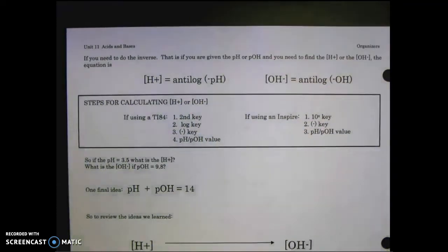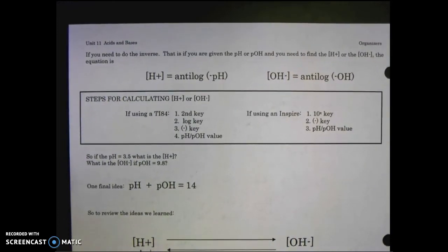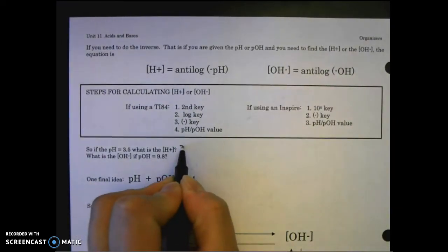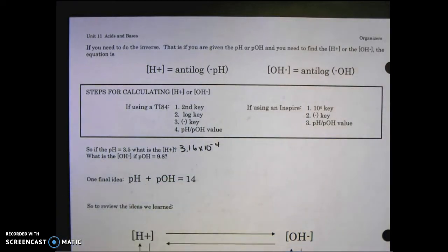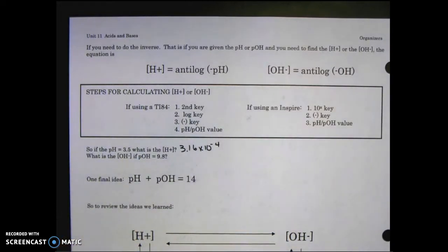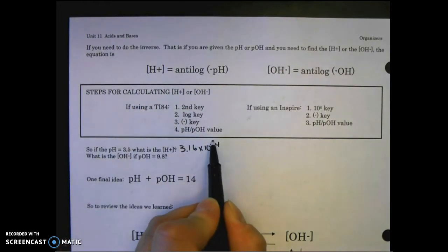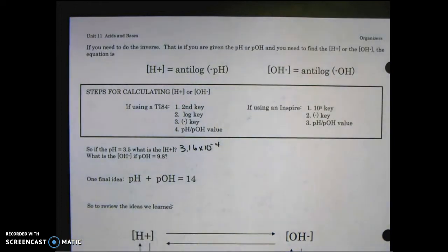So once again, just verify for me that you know what you're doing. If the pH is equal to 3.5, tell me what the H plus concentration is. So if it's 3.5, you should wind up with 3.16 times 10 to the negative 4. One other thing to note, if the pH value is 0.5, it's always going to be 0.16 in the concentration. And remember, it's 3.5, so the exponent is 4. The pH is always 1 less than the exponent of the concentration.